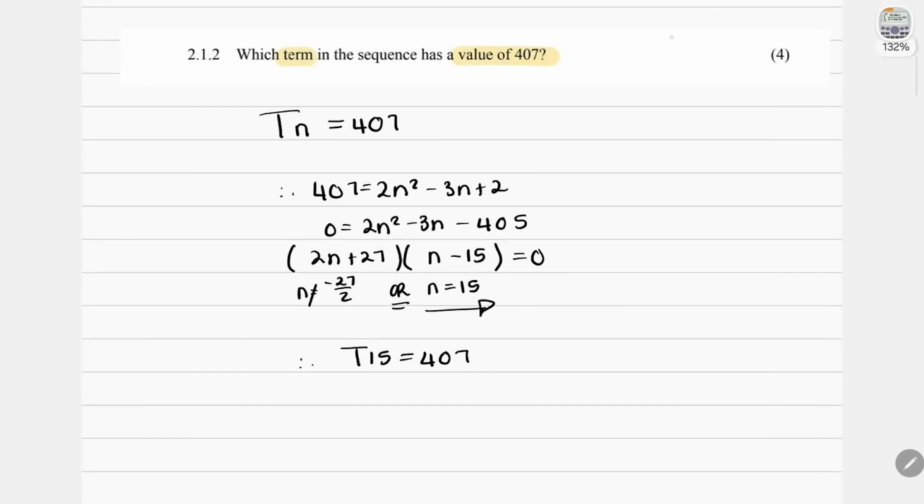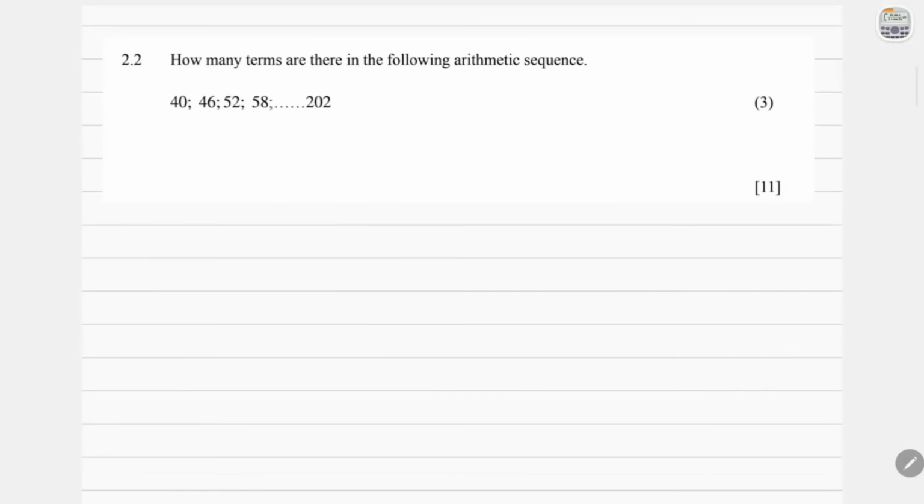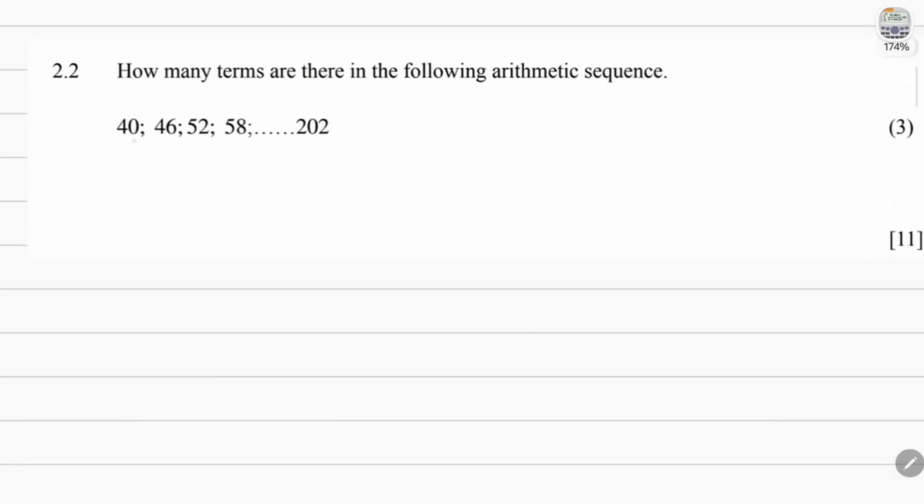Moving on to the next question. Question 2.2 says, how many terms are there in the following arithmetic sequence? So they told us it's arithmetic. It starts with 40. It ends with 202. Okay, so we know that it starts with term 1. And then we have term 2, term 3, term 4. And we're really just trying to find out what term it ends with. And that will tell us the amount of terms we have in this pattern. So find out this unknown term Tn.